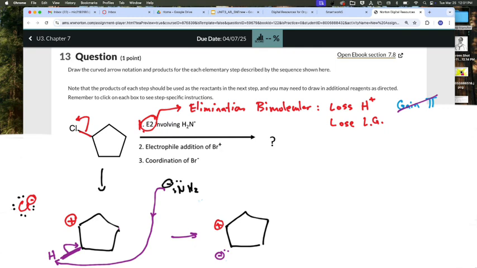Now what could happen? We could go, oh, I can do resonance. And in that resonance, what have I shown? The formation of my pi bond. Beginning to end, what has happened? I've lost the hydrogen, I've lost the leaving group, and I've gained the formation of the pi bond. Okay? But we've got to backtrack through some of this.